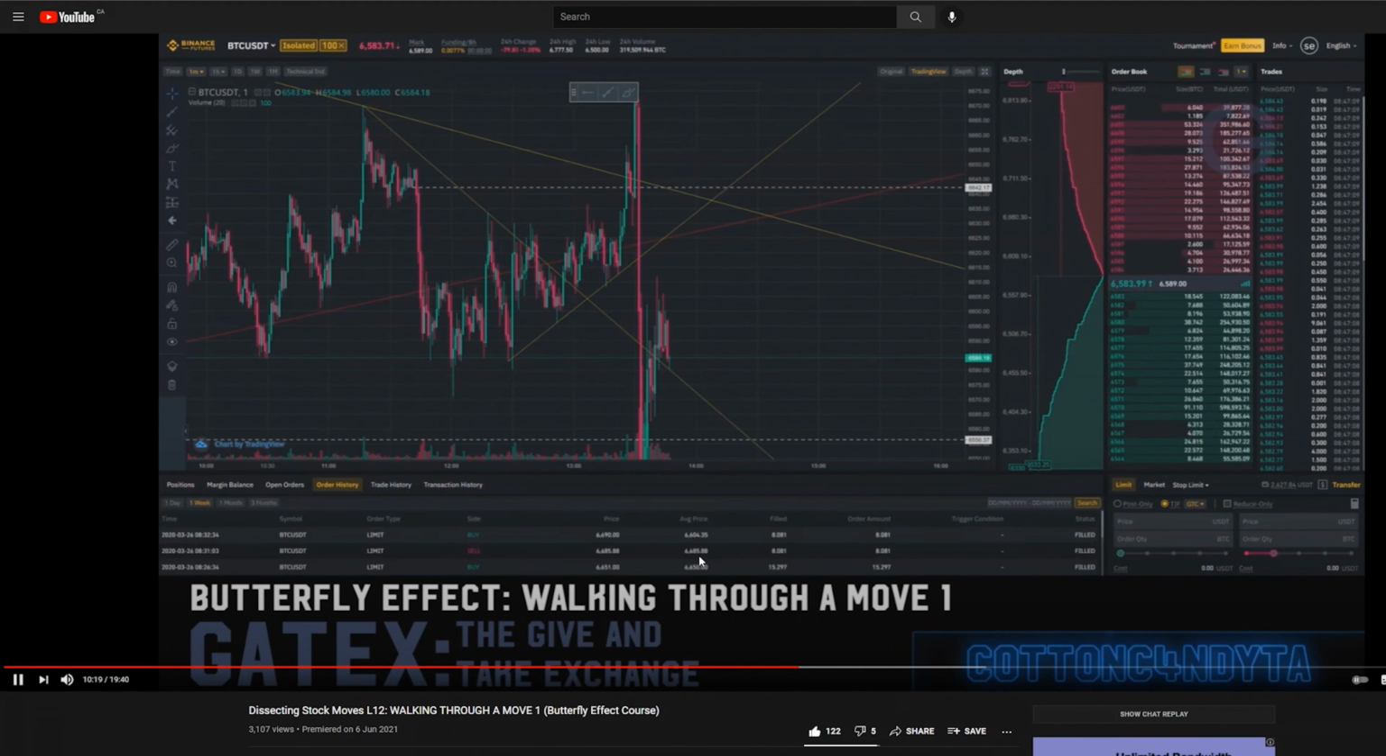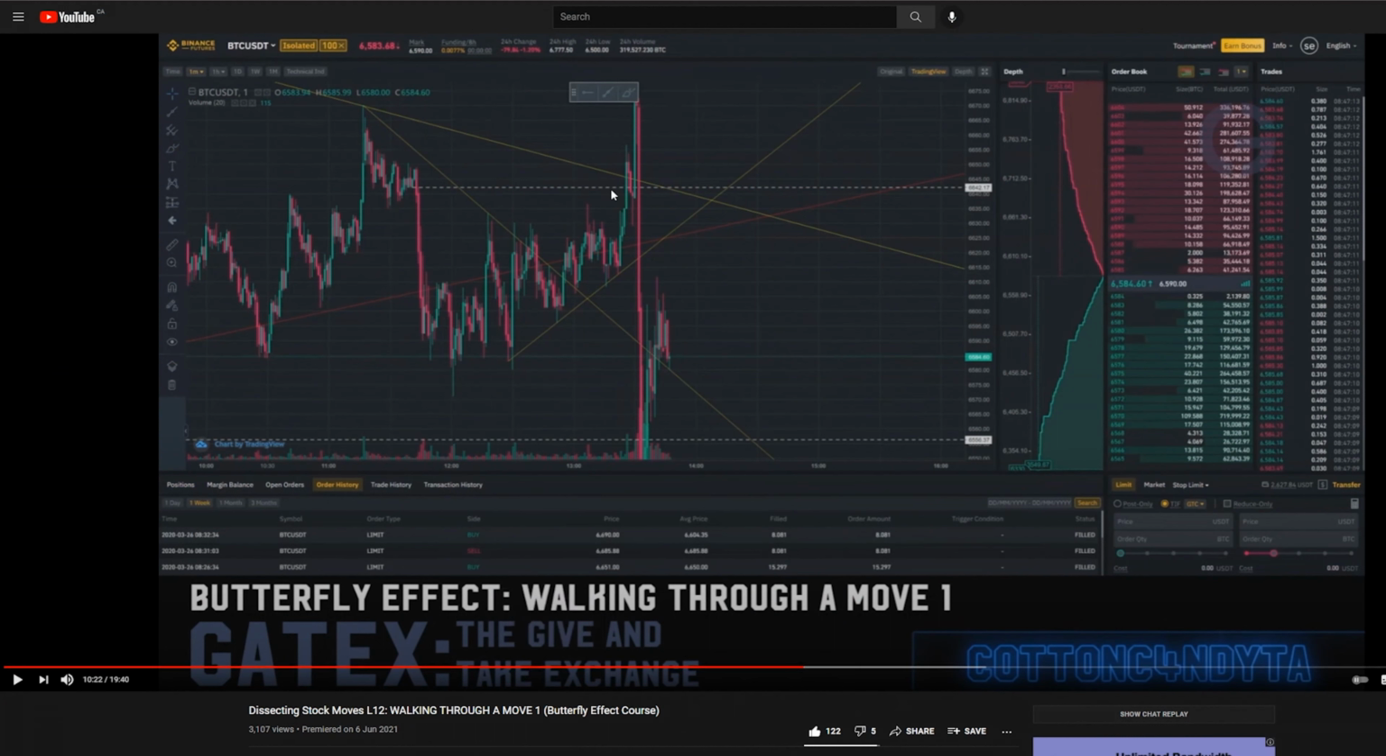Where is it? That's important to talk about when you get too greedy in a move. In this move, I got filled probably at the very top of the move that you guys saw dump there. I got filled very, very close to the top. We're probably one of the last people on the books.